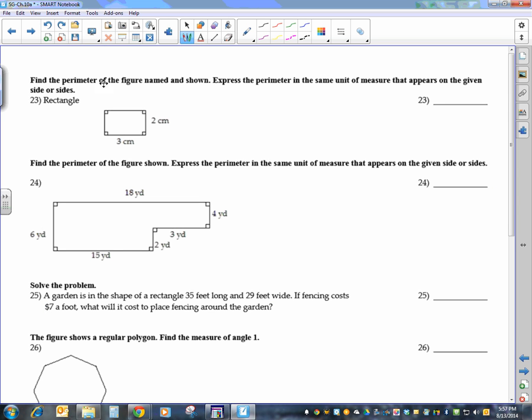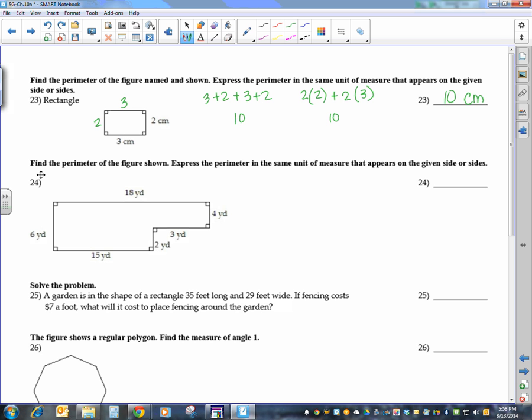23. Find the perimeter of the figure. Express the perimeter in the same unit measure that appears on the given side or sides. So if mine's in centimeters, then my answer needs to be in centimeters. And you know, a rectangle has opposite sides that are the same length. So when I add those up, you can do 3 plus 2 plus 3 plus 2, or you can remember that it's 2 times the length plus 2 times the width. Both of these will give you the same answer of 10.